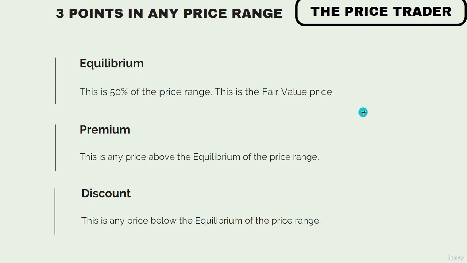As I've said, we have 3 major points in any price range. We have the equilibrium, which is the 50% of the price range. This is a fair value price. We'll be looking at fair value in future lessons. Premium is any price above the equilibrium of the price range, and discount is any price below the equilibrium of the price range.